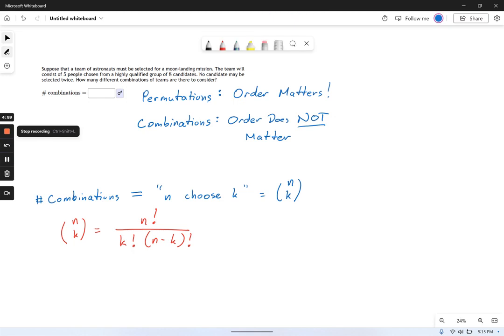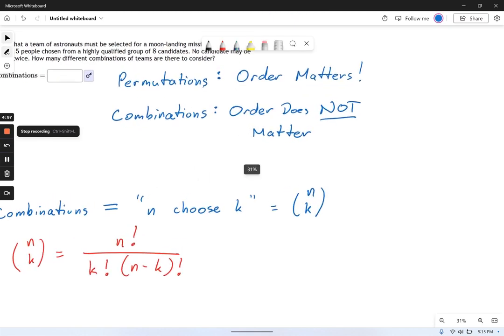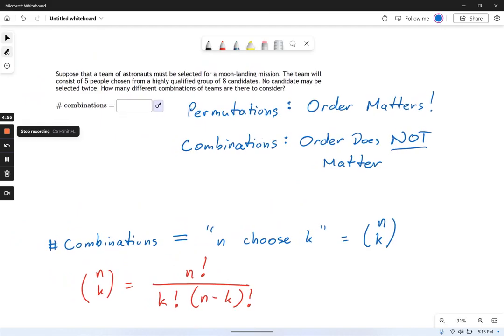This can be a very challenging problem if you don't know how to handle it. It's a type of counting where you're counting up the number of ways to select people out of a larger group. This is called looking for combinations. Now there are two major types of counting: permutations and combinations.